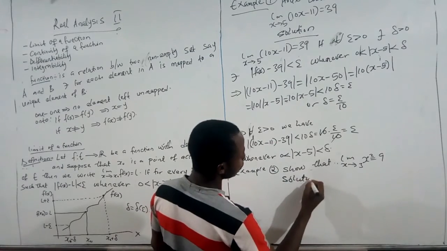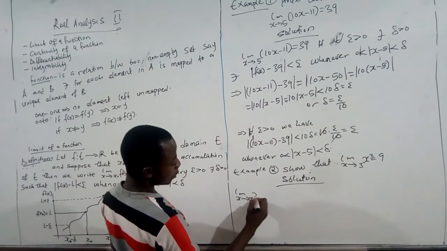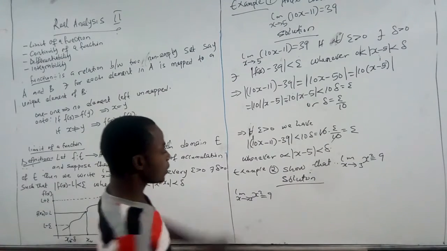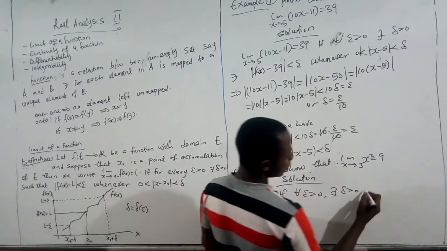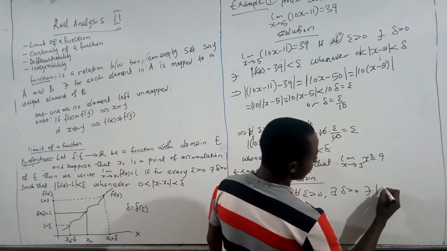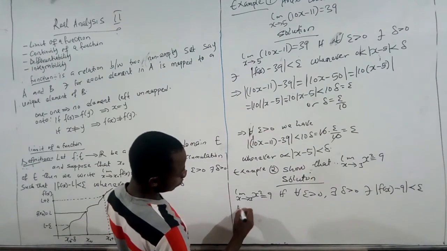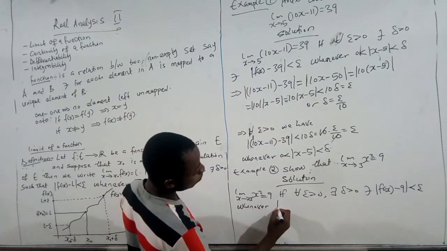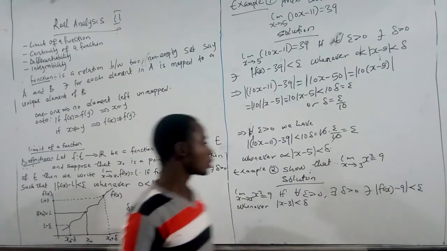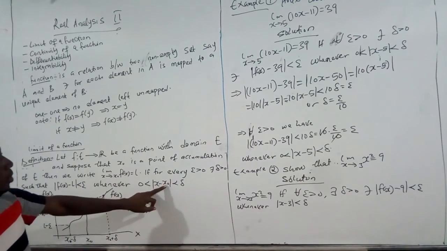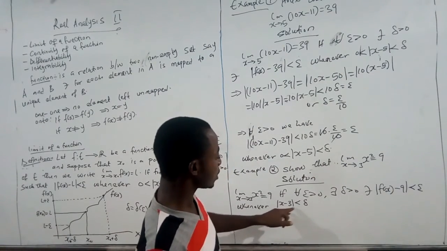So now the solution. We need to show that the limit as x tends to 3 of x squared is equal to 9. This happens if for every epsilon greater than 0 there exists a delta greater than 0 such that the absolute value of f of x minus 9 is less than epsilon whenever the absolute value of x minus 3 is less than delta. Our x naught now is 3. Comparing with the definition, we have x minus x naught is less than delta, so here we have x minus 3 is less than delta.